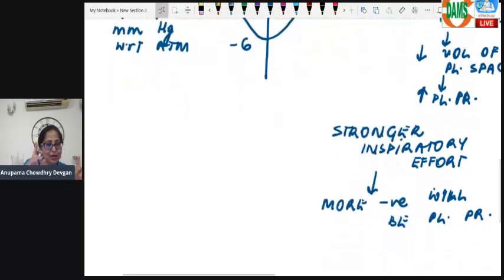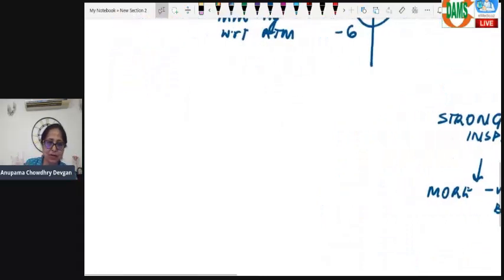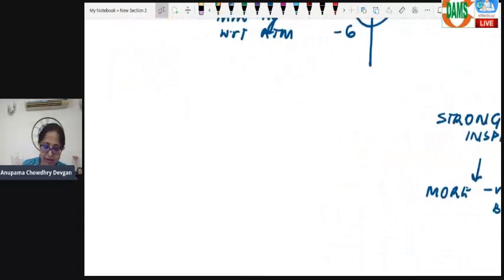Now let me take this little experiment which you have all done in school. Let me discuss this. This is an inverted bell jar.